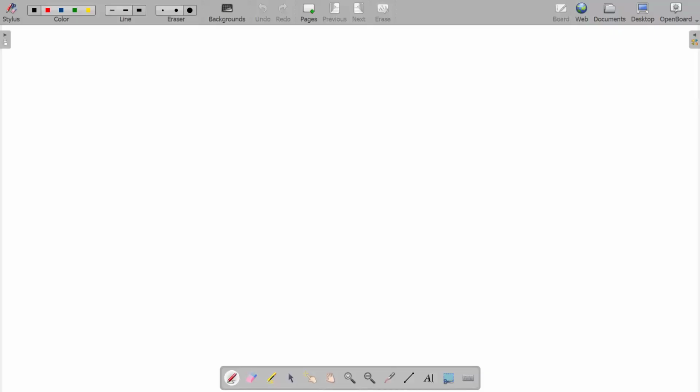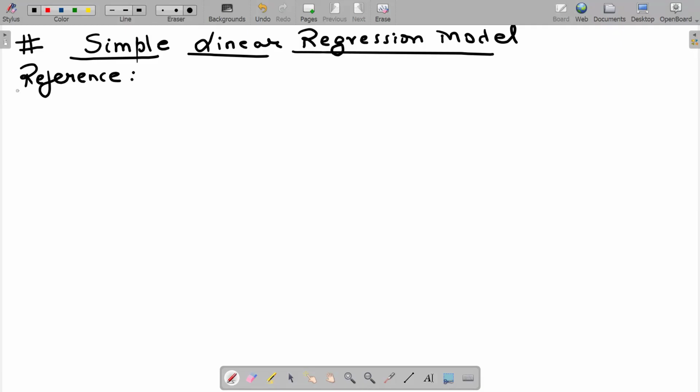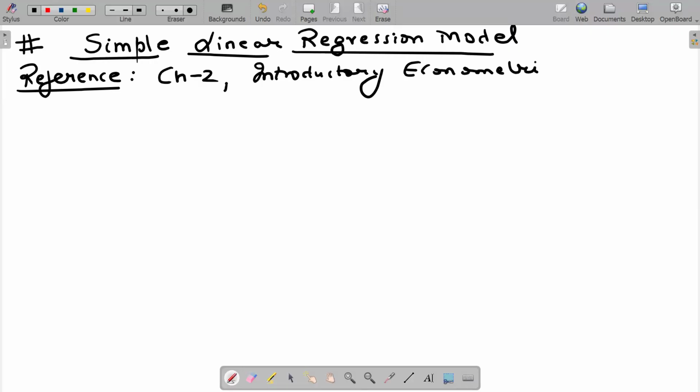I'm just writing the main heading for clarity. We are looking at the simple linear regression model. Formally, this is chapter 2 of the book I'm following as reference. This is chapter 2 of the book Introductory Econometrics by Jeffrey Wooldridge.